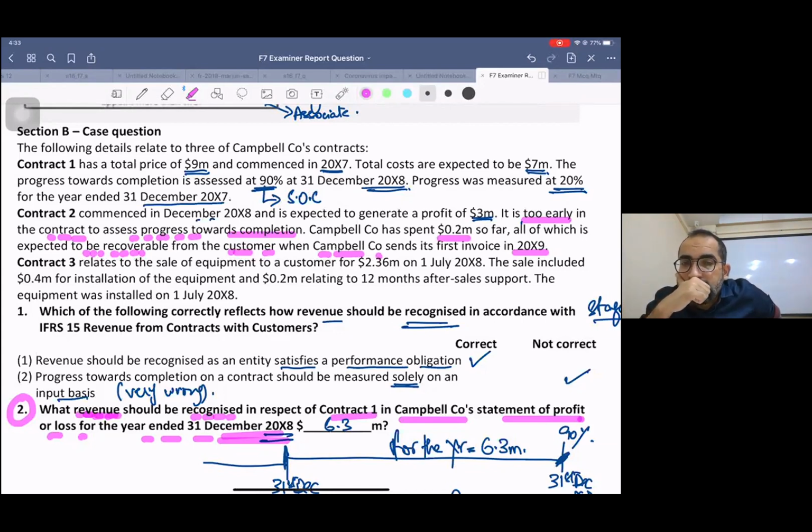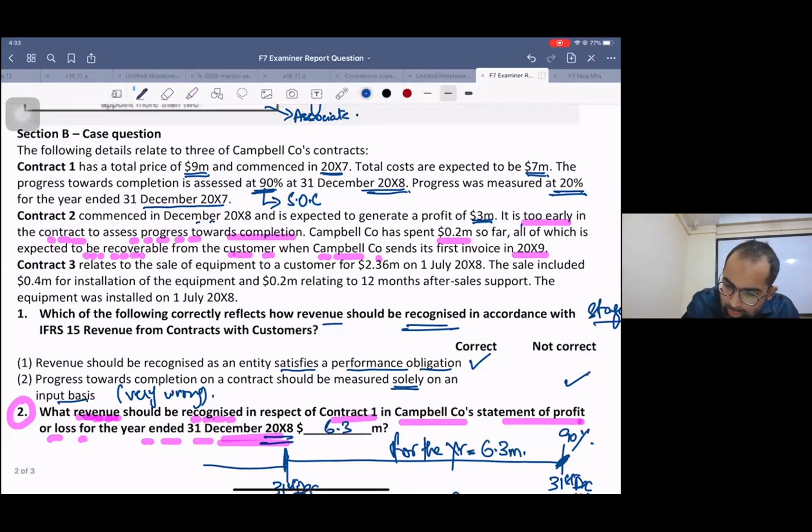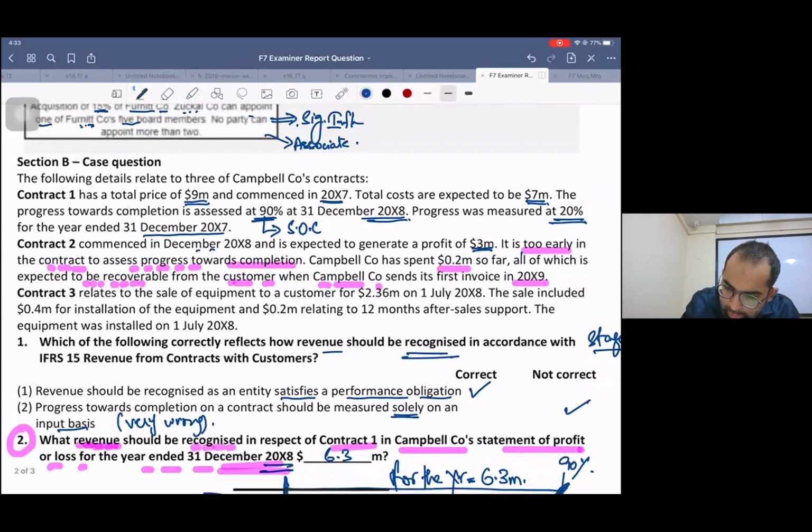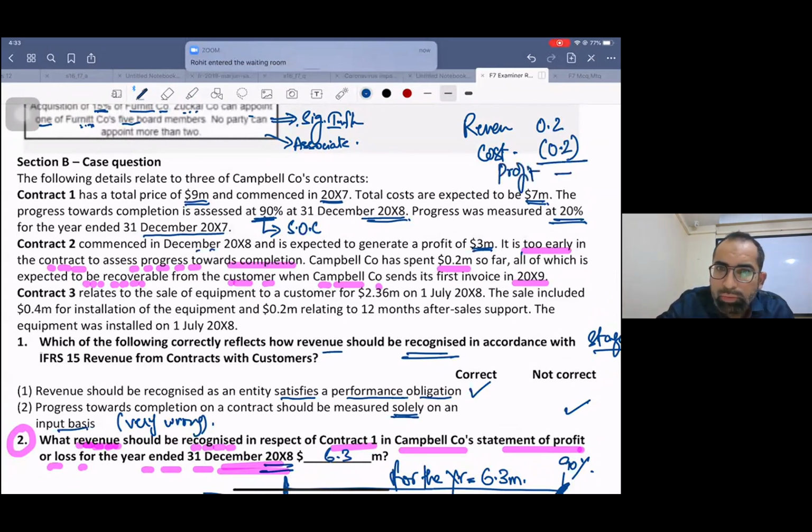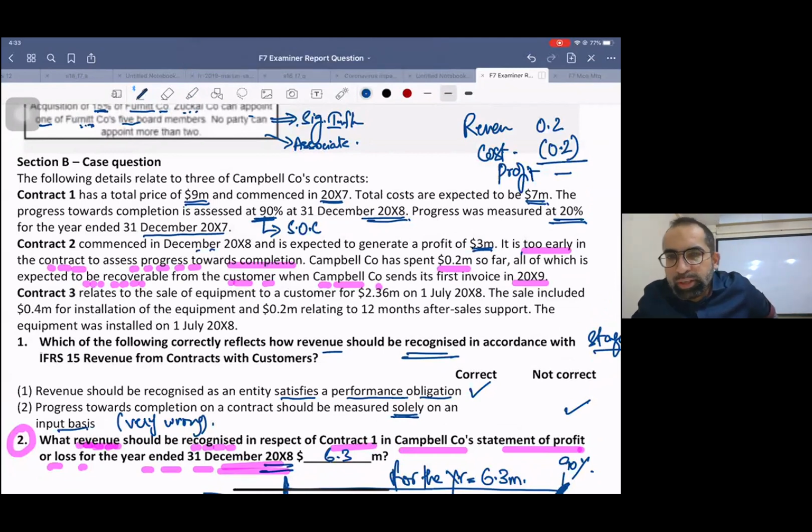So it's your receivable. This 0.2 million is your receivable. Now just do it orally first. According to the rules, how much revenue can you book? Only equal to the cost which is incurred, and that cost must be recoverable. So 0.2. You will be booking revenue of 0.2, and you will be booking cost of 0.2, that means no profit. Profit is zero. These two things you have to book.